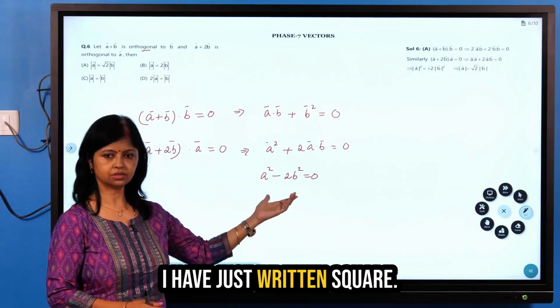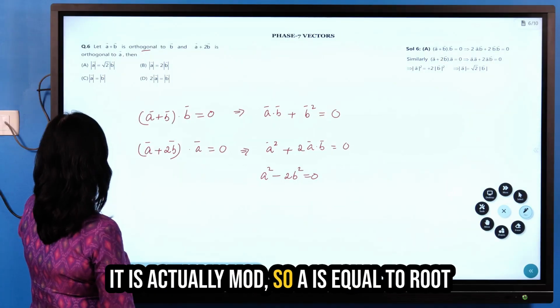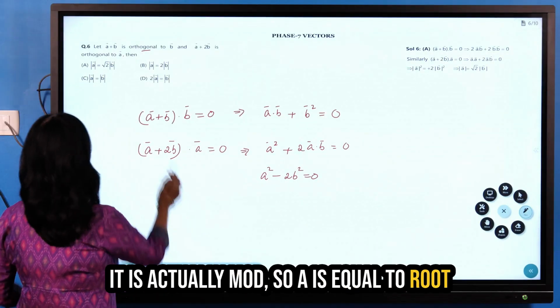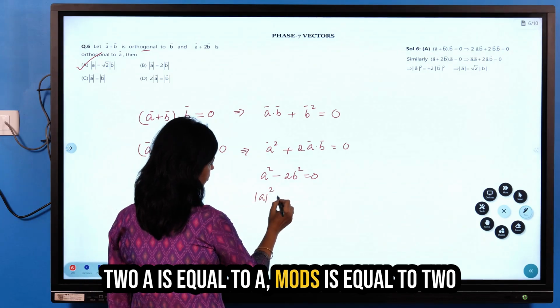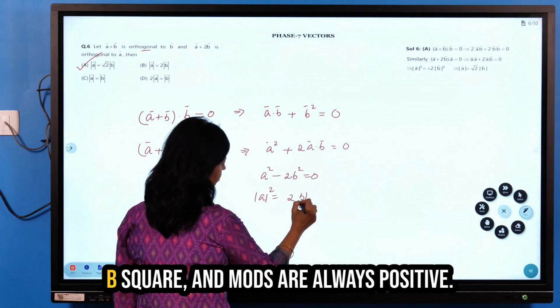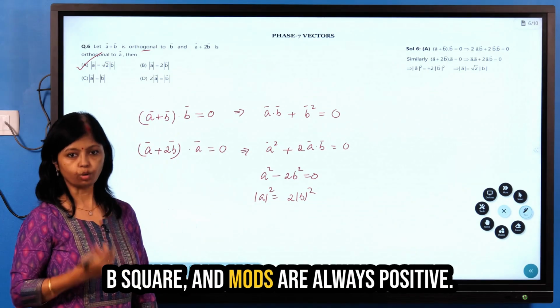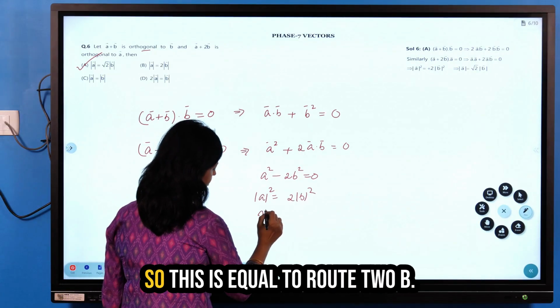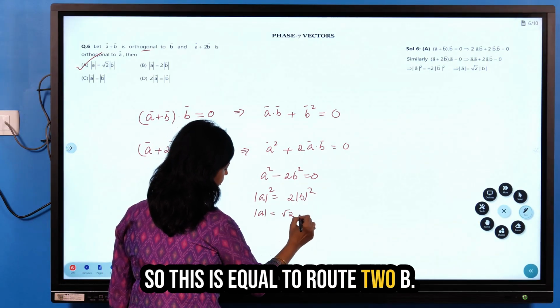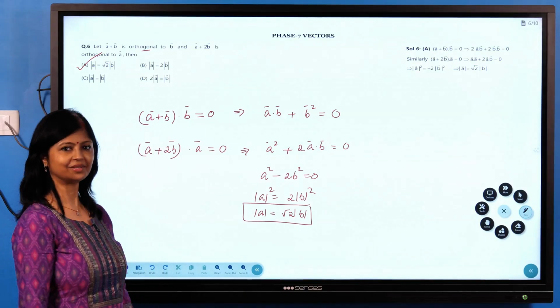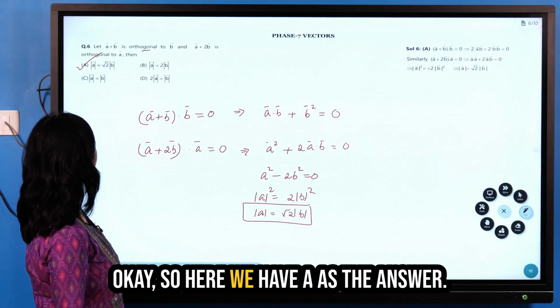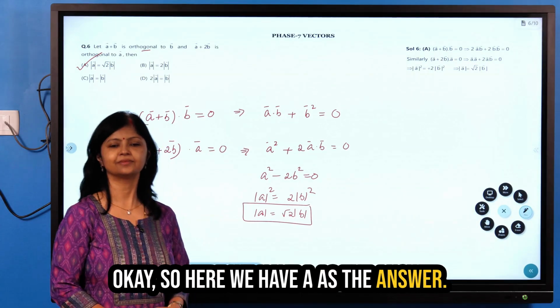I have just written square, but it is actually mod. So mod a squared is equal to 2 mod b squared, and mods are always positive. So this is equal to root 2 times mod b. So here we have the answer. Thank you.